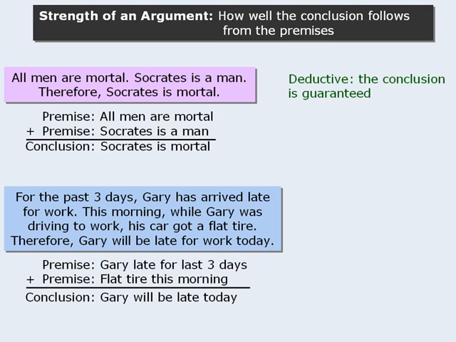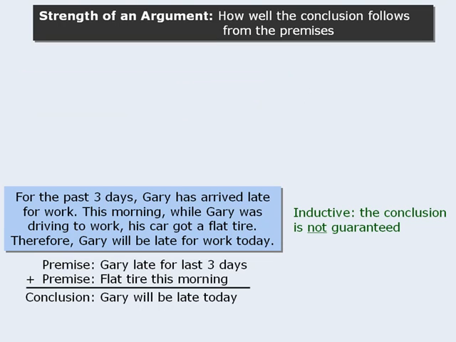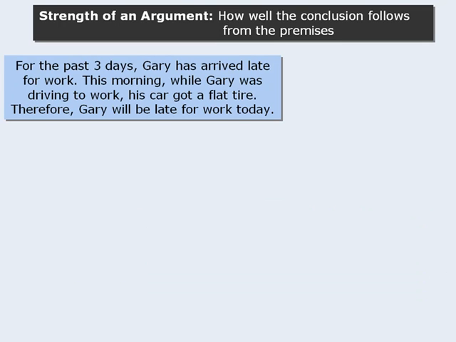Instead, most questions on the GMAT will feature inductive arguments like this one, where the conclusions are not guaranteed. Now, an important feature of inductive arguments is that since they are less than perfect, we can often weaken or strengthen them by adding new premises or modifying existing premises.